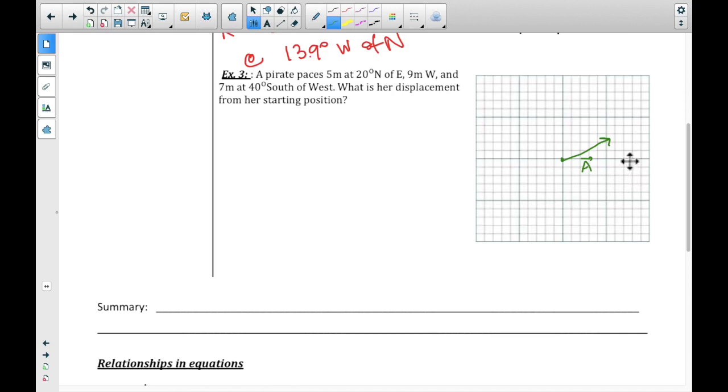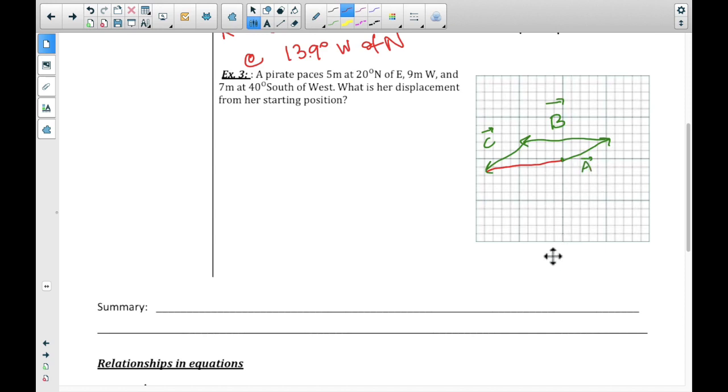And then they go 9 meters west. So now they're going over here. I'm going to call this vector B. And 7 meters at 40 degrees south of west, what is the displacement from her starting position? So now she's going, let's see, 40 degrees south of west is going to be something like this. We call that vector C. So the question is, how far away from the starting position is she, this pirate?